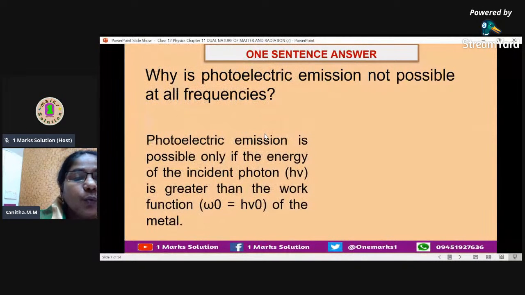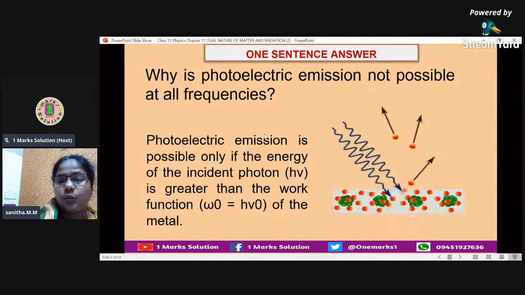Frequency is related to energy; we can say that E is equal to h nu is the equation. When nu increases, the energy also increases. Why? Because h is Planck's constant, all of you know that. h remains constant and only nu changes. So when the frequency changes, the energy also changes. So at all frequencies, we won't get the electrons coming out. Why? Because a minimum energy should be there. That minimum energy, we can call it the threshold energy or the work function.